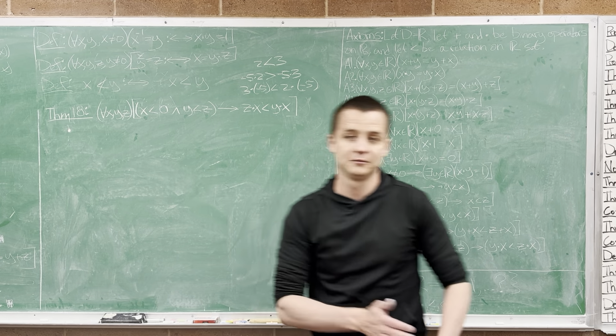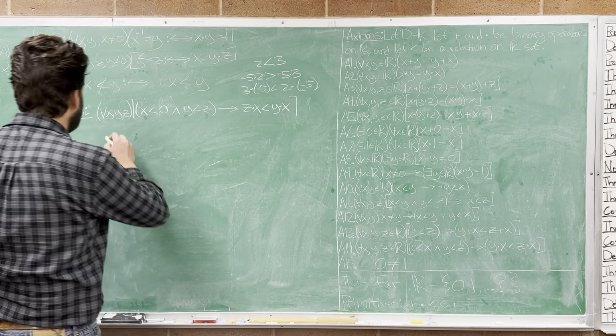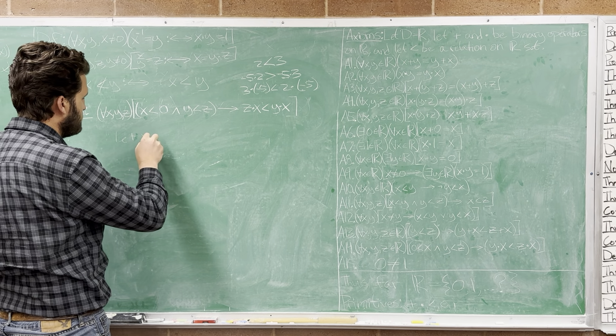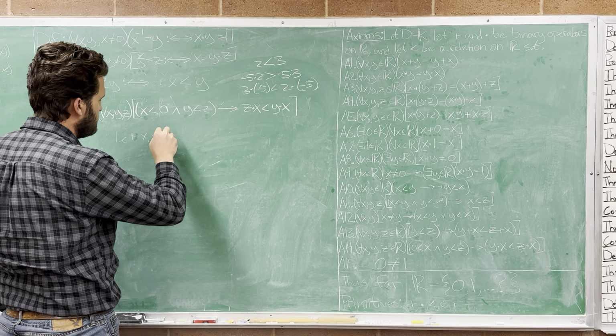Okay. So we'll start by assuming the antecedent. Let x, y, and z be real numbers such that x is less than 0 and y is less than z.